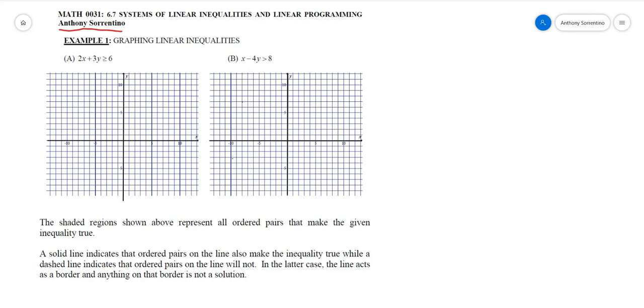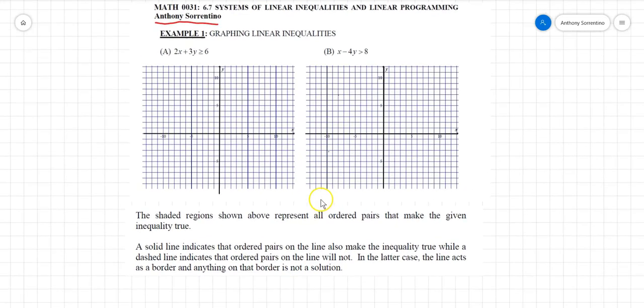But before we can start getting into doing multiple inequalities, let's see what we do for single inequalities and how we would go about graphing them. So, I'm going to give myself some space on both sides here.